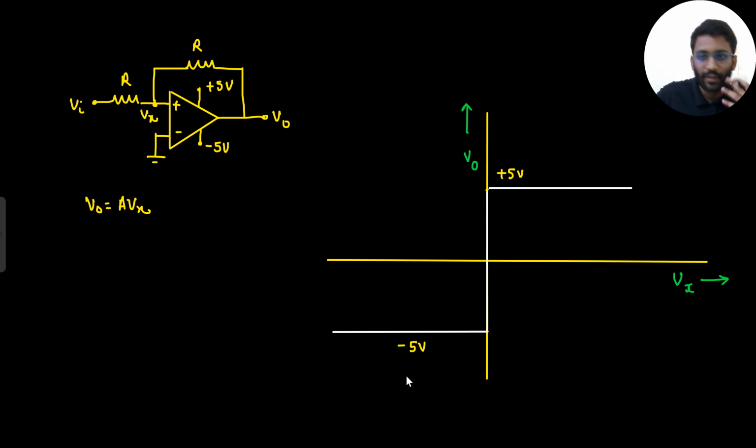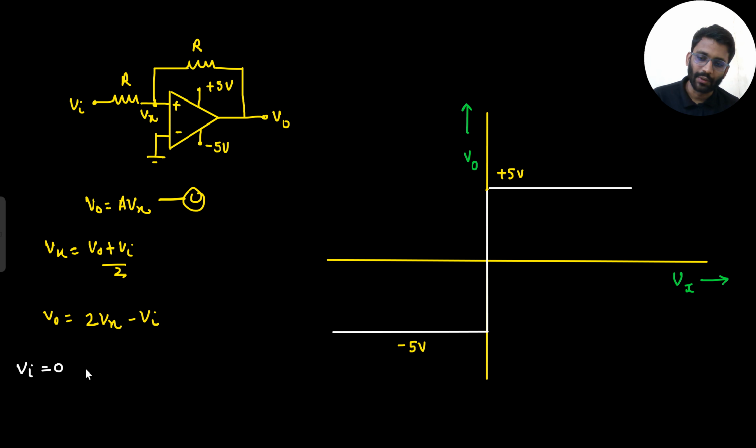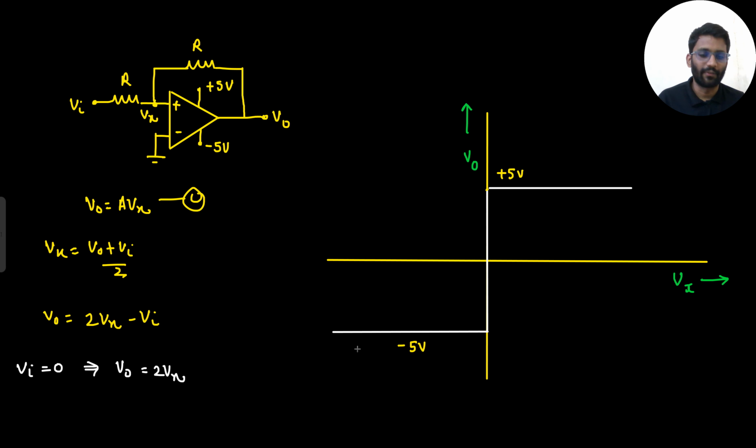Right? And the other graph that we can draw is Vx equals (V naught plus V in) by 2. So from here, this is the first equation. From here we get V naught equals 2Vx minus Vi. Now let's draw the graph one by one. Let's take the condition V in equals 0. So if V in equals 0, that means V naught equals 2Vx. So draw the graph of V naught equals 2Vx. How will it look? There you go. V naught equals 2Vx. This graph was for V in equals 0.